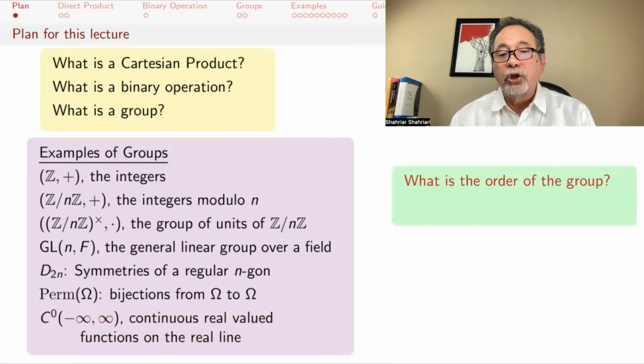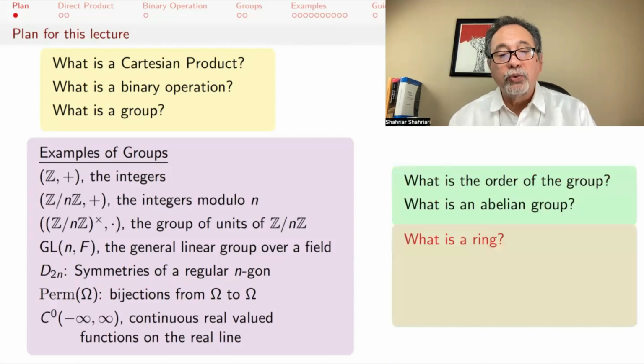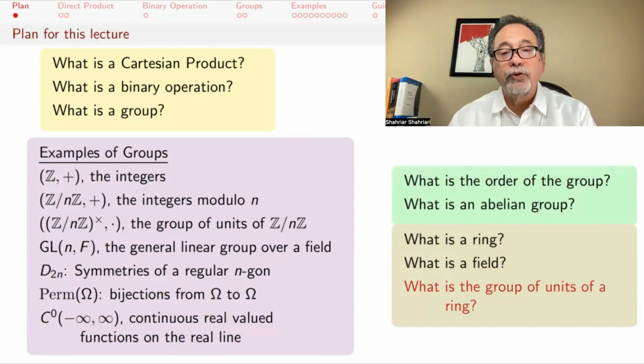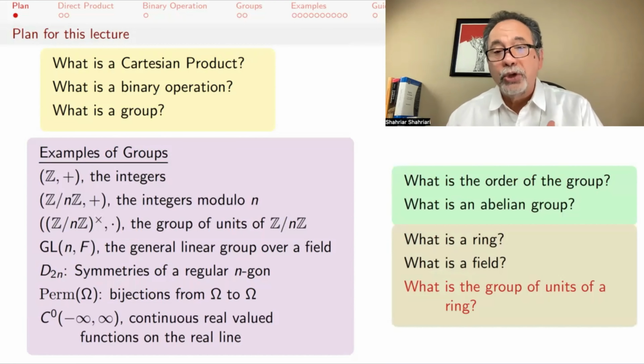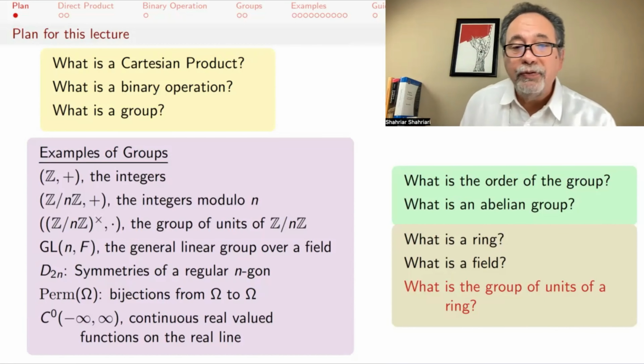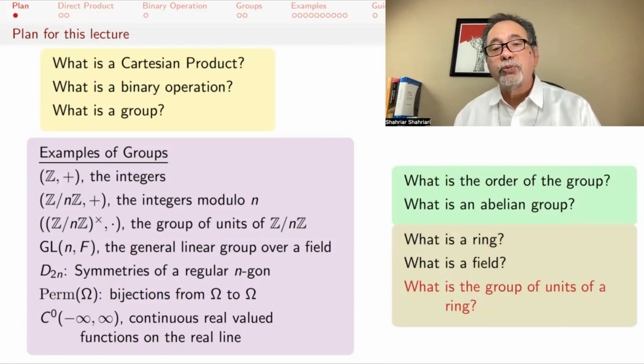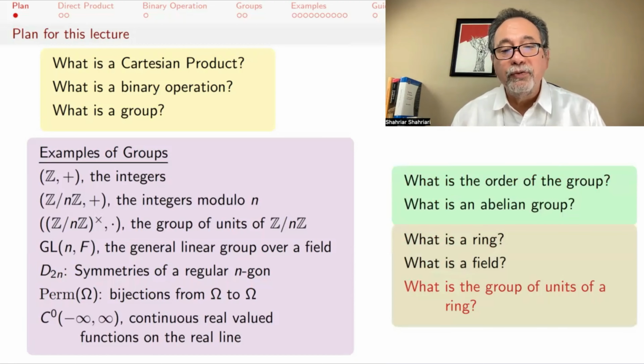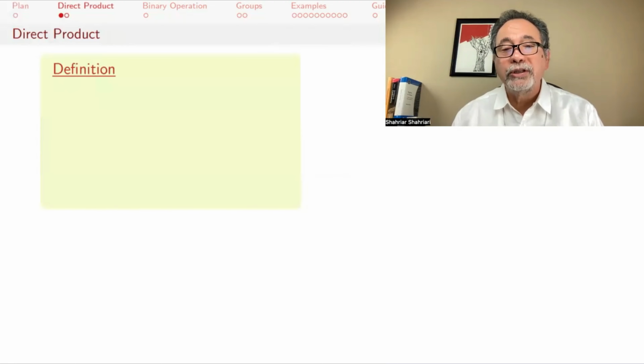Along the way, we'll also talk about what the order of a group is and what an abelian group is, and what a ring is, what a field is, and what the group of units of a ring is. These latter ones, if you don't follow every detail, it's okay, because when we do ring theory and field theory, we will talk about these in much more general context, but here I will give you a taste of that as well. What's a direct product?